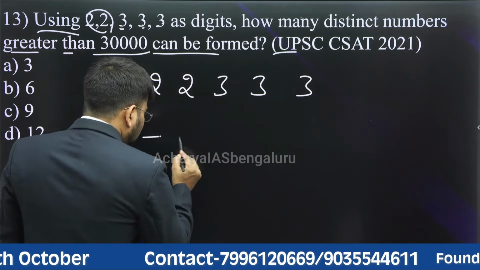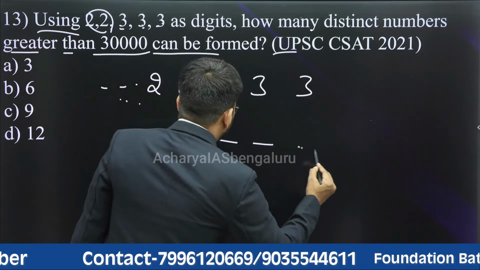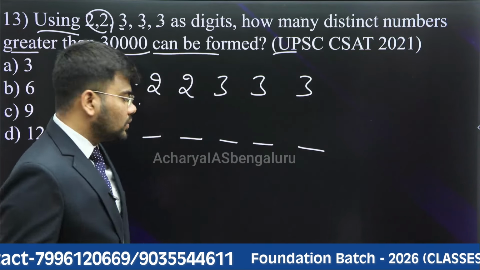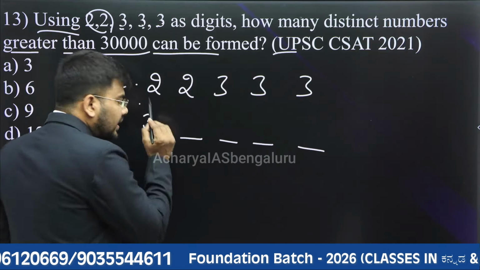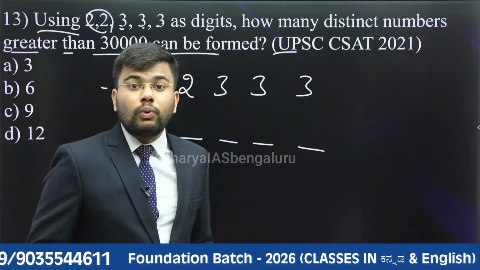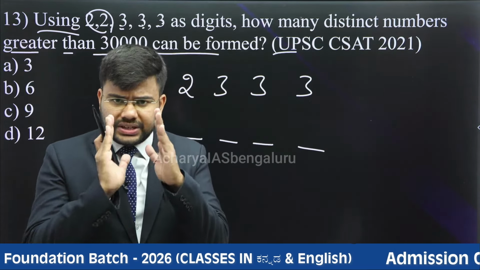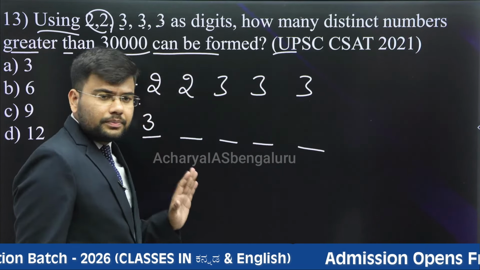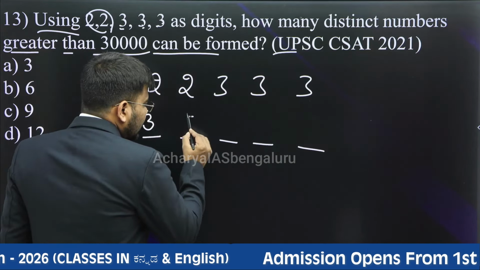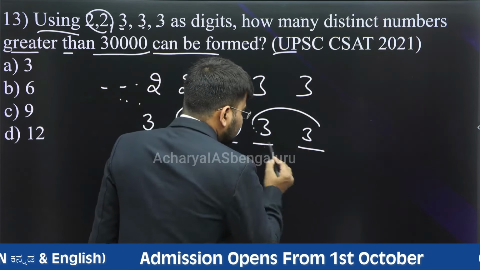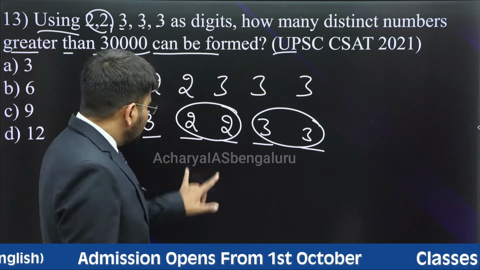Hence, 1, 2, 3, 4, 5. These are the 5-digit numbers. 5-digit number that is greater than 30,000. I have to start with 3 itself. I don't have any option at all. Why, sir? Because the number should be greater than 30,000. Hence, come back to here. How many left out are there? Here 2, that is 2. Here 3, that is 3. Fine? Yes. So, here 2, 2.